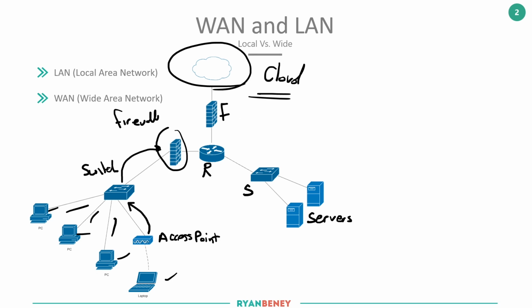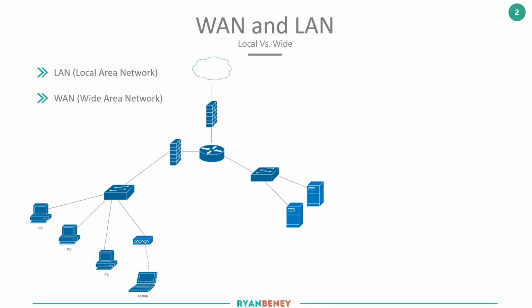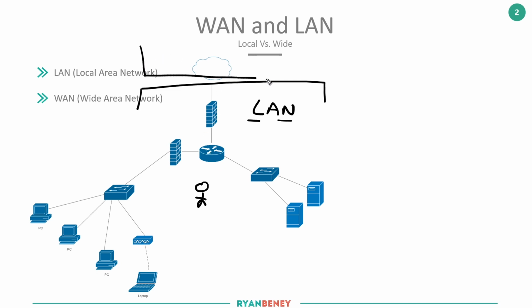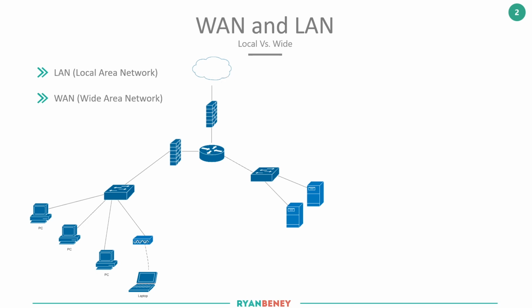Now, from this perspective, we can easily say that devices behind the so-called cloud, so here, are most likely going to be the LAN. Meaning that this is inside our control, and it's a local network to us as an administrator, because we sit here and we manage these devices. That also means that anything above this in the cloud is considered the WAN, the wide area network. But what's really important to understand about LANs and WANs is they're actually very much a perspective thing.